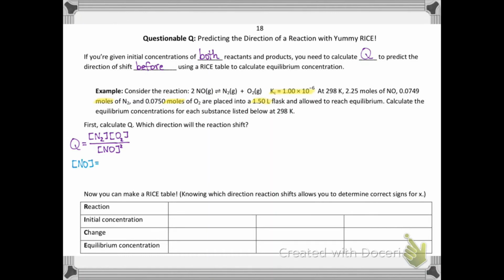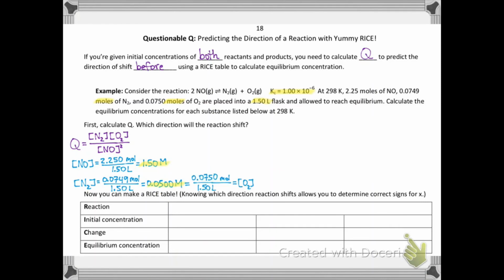Luckily, concentration's easy, just moles divided by liters. So when you take the given number of moles of nitrogen monoxide and divide it by the 1.5 liter container, you get a 1.5 molar concentration. You need to go ahead and do the same exact thing for N2 and O2. Luckily, these also give you very pretty concentrations. So the 0.0749 moles in 1.5 liters is 0.05 molar, which is actually the exact same concentration as the oxygen gas, because that was just 0.0750, so a very tiny difference.